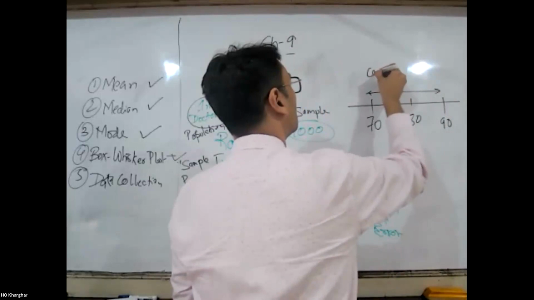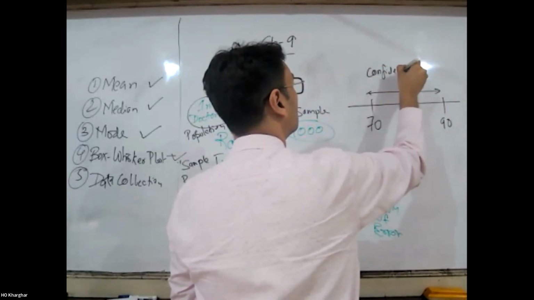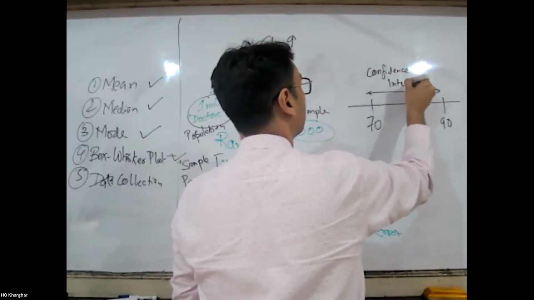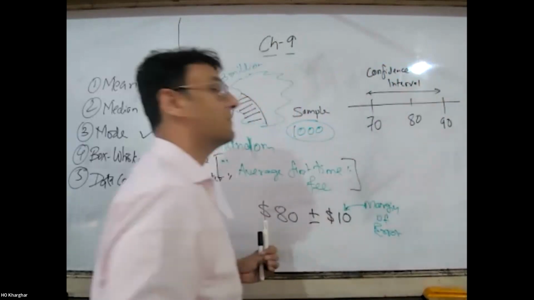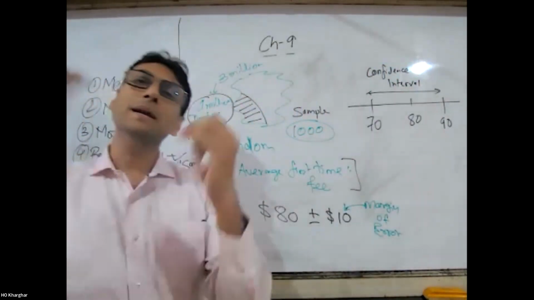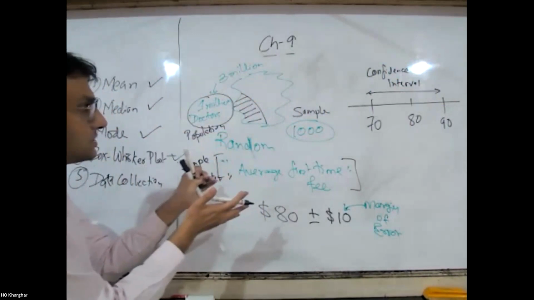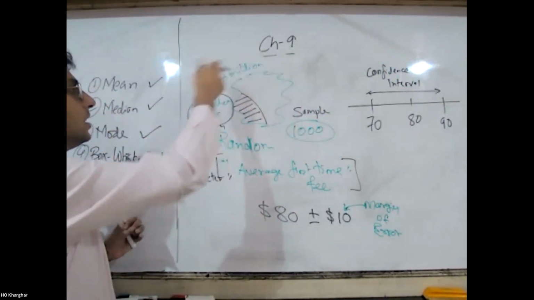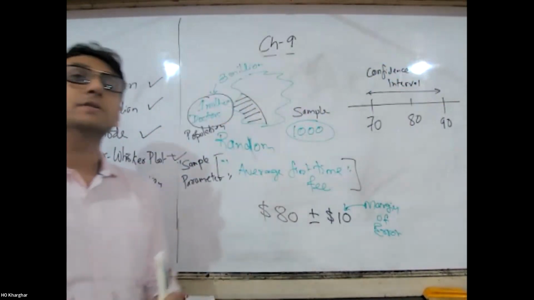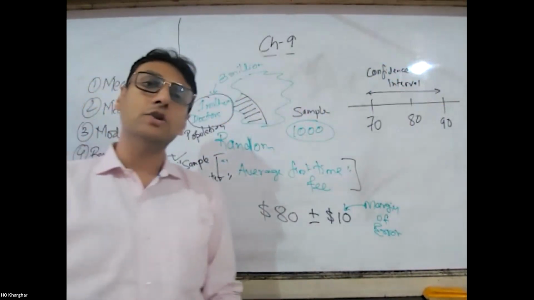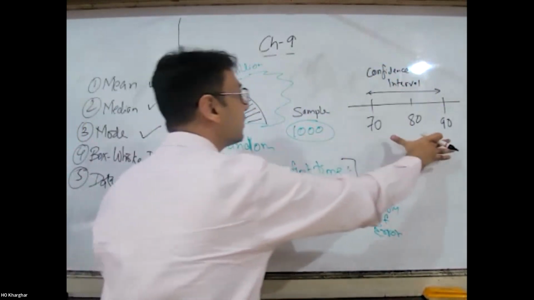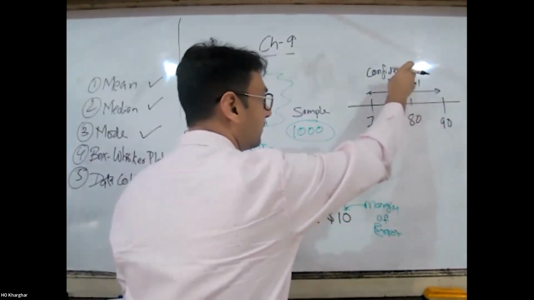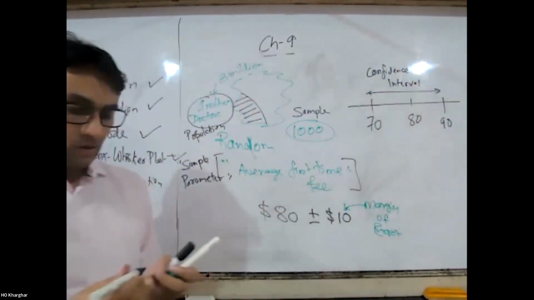Okay? Yeah. This particular interval is called the confidence interval. So if anybody does a similar research with the same sample parameter, same sample size on this population, there's a very high chance that his or her average would fall in this interval, which is the confidence interval. Okay.